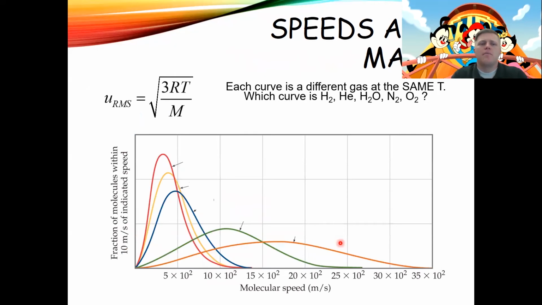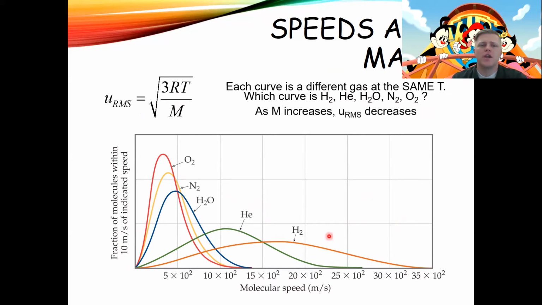Now let's talk about speed and mass. If you'll notice from the equation, the mass is on the denominator for the speed, which means that as mass increases, we're going to get a slower speed. So right here, I have another one of these plots where I have the speed on the x-axis and the number of molecules at that speed on the y-axis. And then I have these different curves corresponding to different gases, all at the same temperature. So I have one for hydrogen gas, helium, water, nitrogen, and oxygen. Which curves correspond to which species?